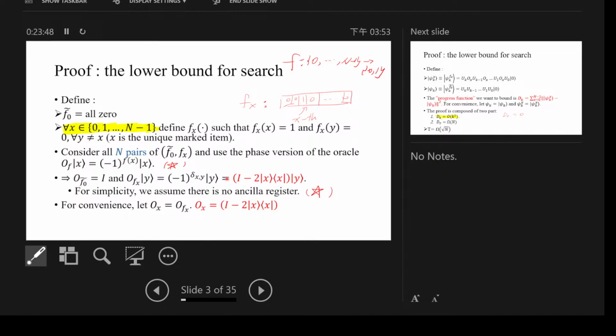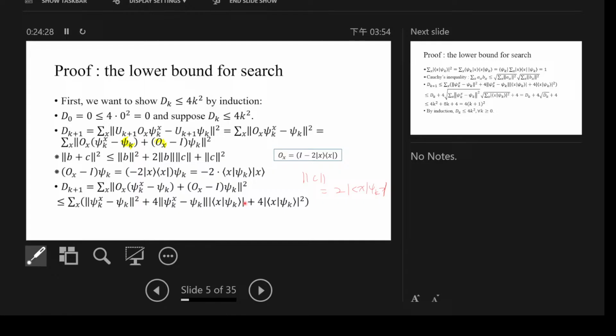Because, you can just do checking again. When y doesn't equal x, this is just y, because it's identity on y. And when y equals x, this is x minus 2x, so it's minus x. So you get this -1 here. So we have O_f0 tilde equal to identity, and Ox equal to identity minus 2|x><x|.